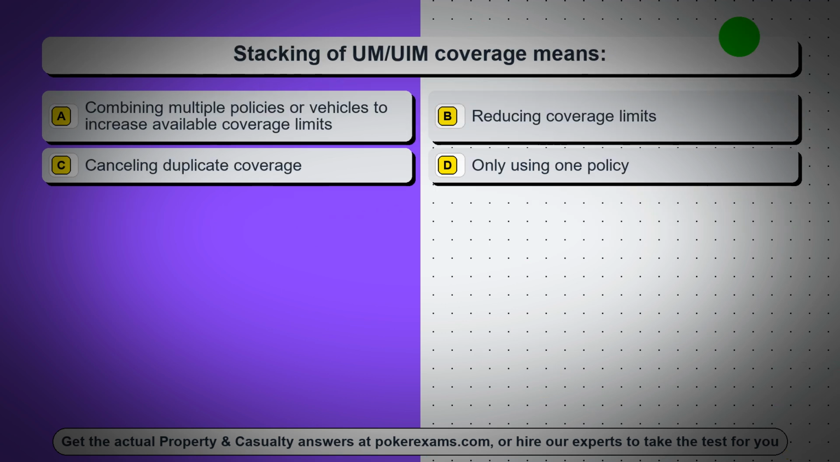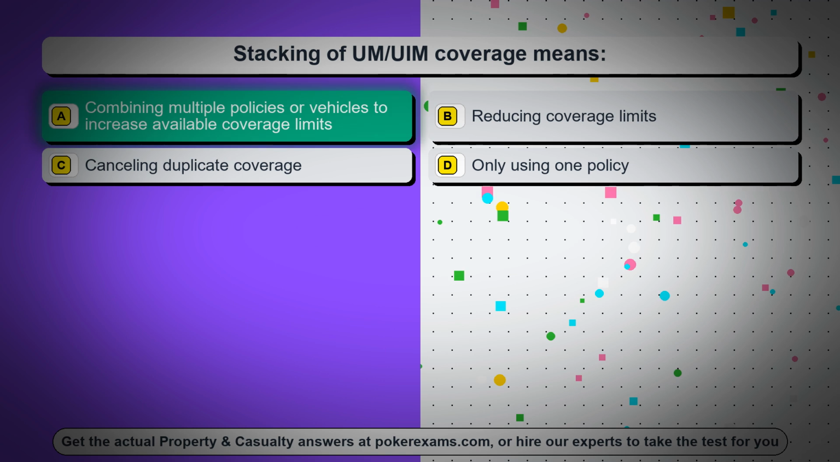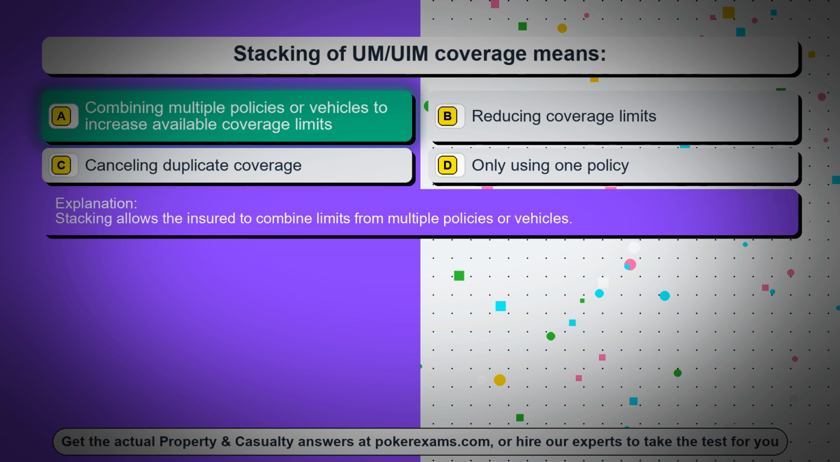Question 43. Stacking of UM/UIM coverage means option A, combining multiple policies or vehicles to increase available coverage limits. Option B, reducing coverage limits. Option C, canceling duplicate coverage. Option D, only using one policy. The correct answer is option A, combining multiple policies or vehicles to increase available coverage limits. Stacking allows the insured to combine limits from multiple policies or vehicles.